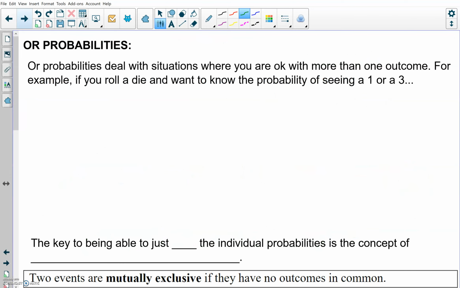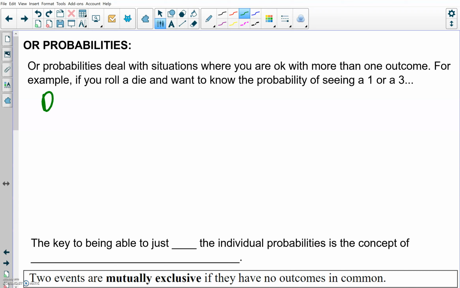Okay, or probabilities. These deal with situations where you are okay with more than one outcome. So for example, if you roll a die and want to know the probability of seeing a 1 or a 3, I don't care which one comes up there, I'm going to be happy.